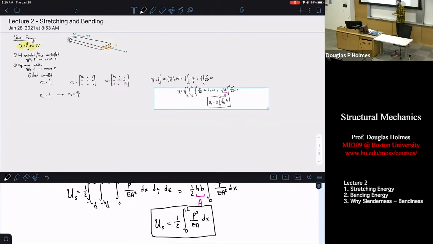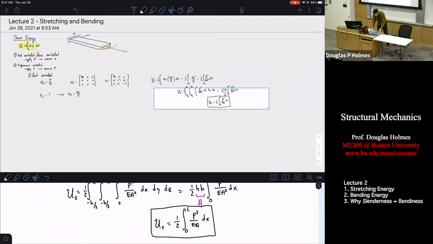These types of conceptual ideas of, does something increase linearly with your load, quadratically with your load, cubically with your load? These types of things will help you understand what's important and what's not. What can I neglect or what can I keep? And I'm going to show you that just by looking at the order of magnitude of these terms, we can say something that is really obvious to all of us about the behavior of thin objects. But we'll do it using math. And so that's where we're going to go with this.